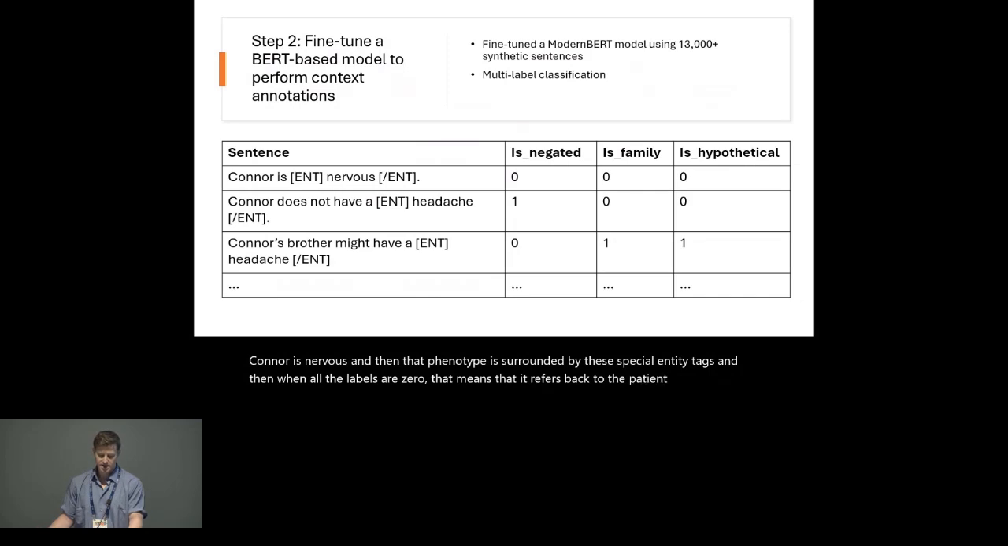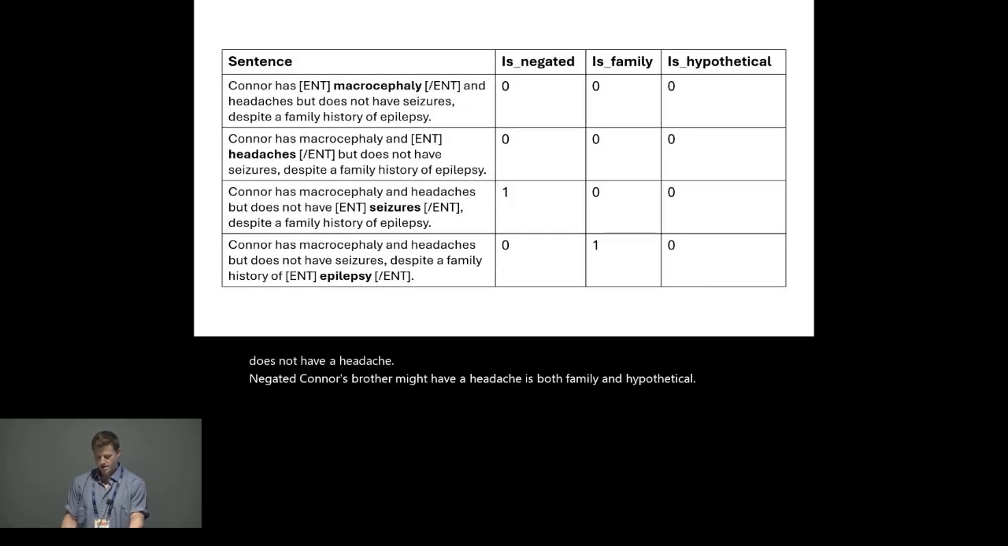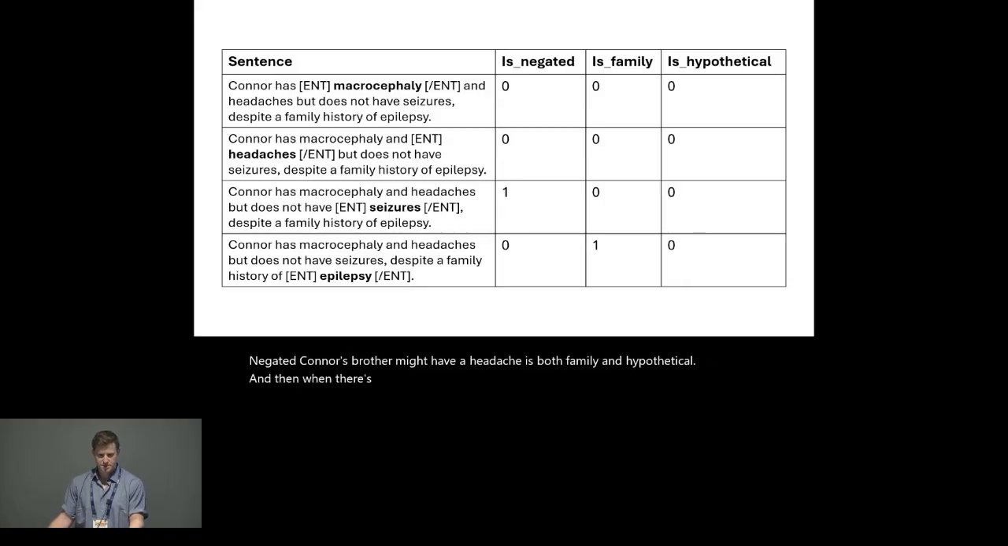So "Connor does not have a headache" is negated. "Connor's brother might have a headache" is both family and hypothetical. And when there are multiple phenotypes in the same sentence, that sentence is included as multiple instances, with each phenotype being a separate instance. So "Connor has macrocephaly and headaches" are both related to the patient. They're all 0s. "He does not have seizures" is negated, despite a family history of epilepsy, which is family.